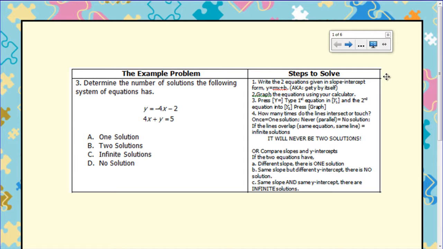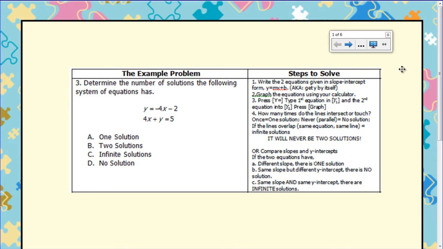We're going to start with test question number 3. It says that we need to determine the number of solutions that the following system of equations has. And then we have a system of equations, and we have to decide: does it have 1, 2, infinite, or no solutions? So according to our steps, the first thing we need to do is write the two equations in slope-intercept form. So we've got to get y by itself.